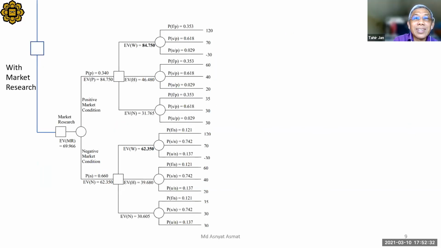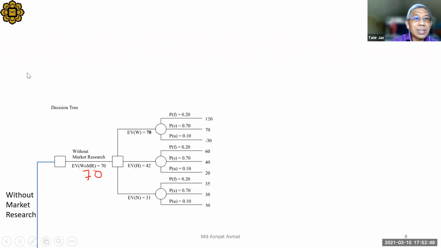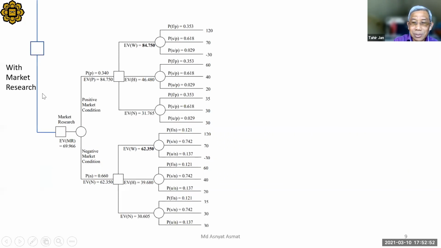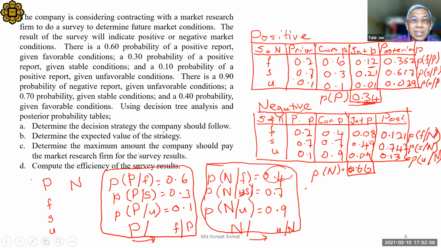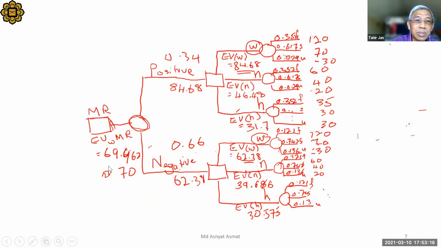So now I put at the bottom here. This is simplified. I already printed nicely. So this is what you have worked on just now. You get 69.966, I round it off to 70 with market research. Without market research, also 70. So, okay, let's look back at the questions. Determine the decision strategy the company should follow. What is the strategy? No market research. What is the expected value of the strategy? 70.